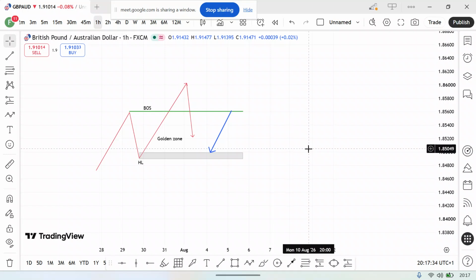In an uptrend, we are looking for buy opportunities and buys only, nothing other than buy opportunities.